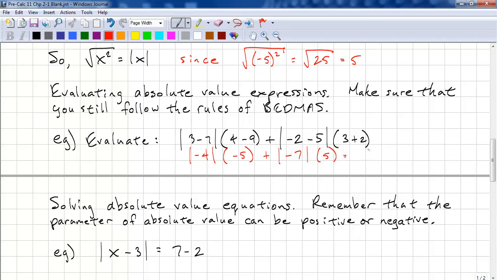Okay, and if we go ahead and evaluate this, this is 4 times -5, that's -20. Absolute value of -7 times 5, that's plus 35. And our answer is 15.